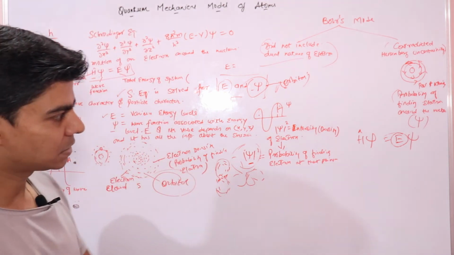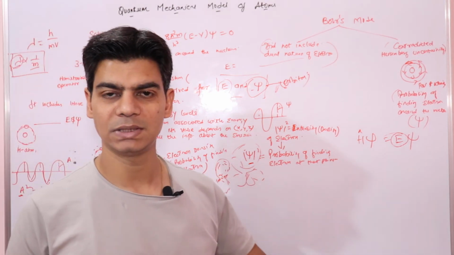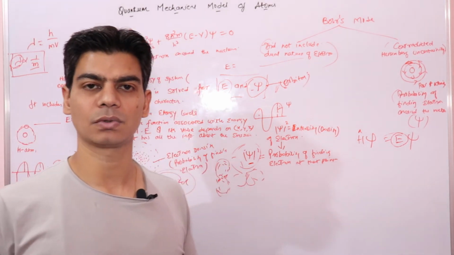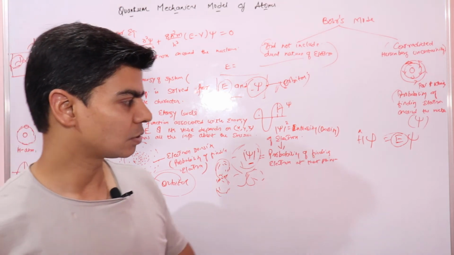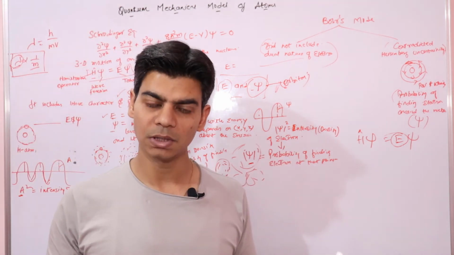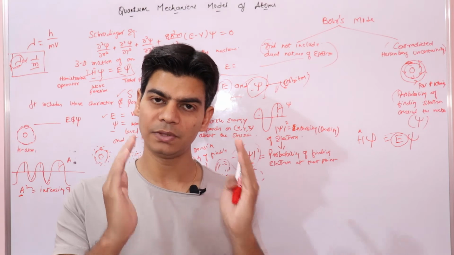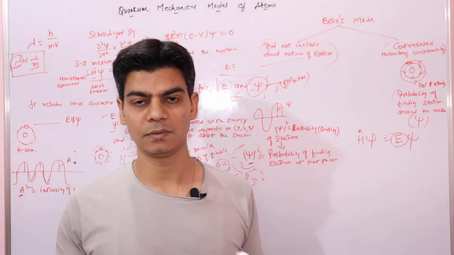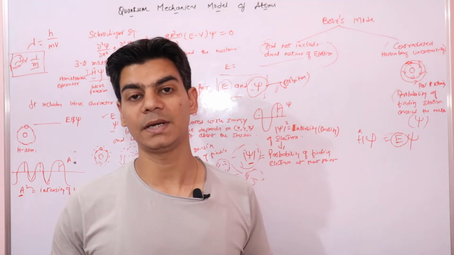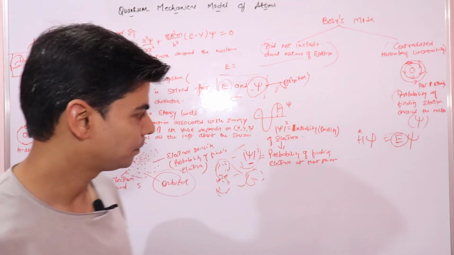Just remember that the Schrodinger wave equation can be solved exactly for hydrogen atom. It cannot be solved for multi-electron atoms because of the repulsion between the electrons, and due to this repulsion between the electrons, the Schrodinger wave equation becomes complicated, which cannot be solved exactly, right?